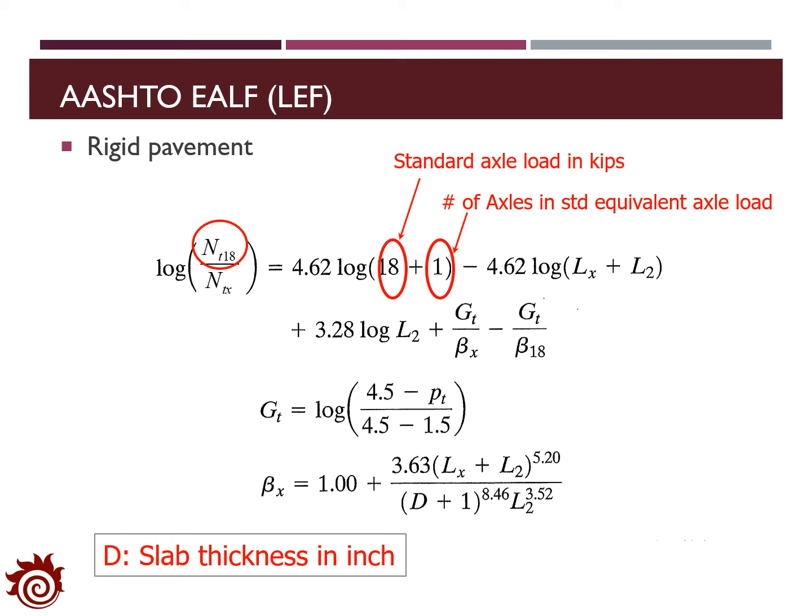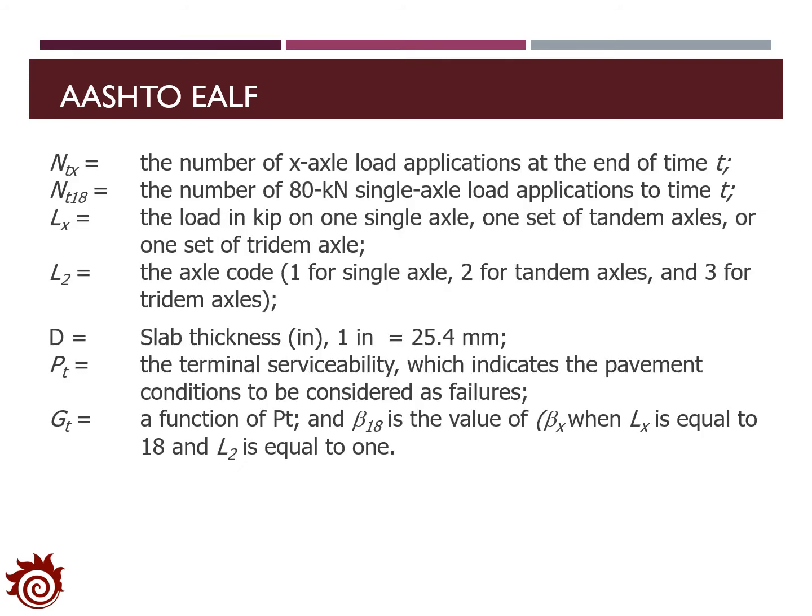However, the coefficients in the equation are different. In this equation, the definitions of the variables are the same as for the flexible pavement. We have NTX as the number of x-axle load applications, NT18 as the number of 80 kN or 18 kip single axle load applications, LX as the load in kips on one single axle or one set of tandem axles or one set of trident axles.